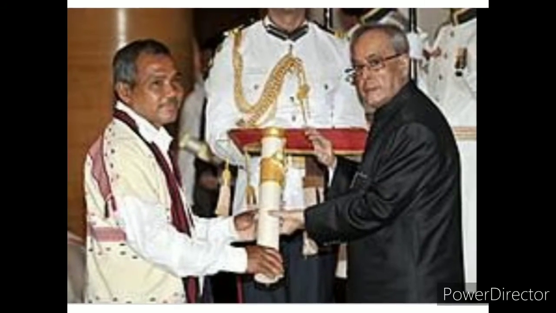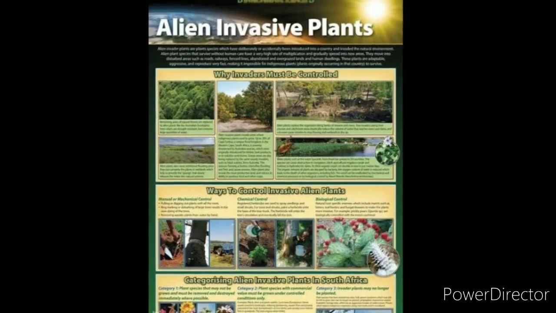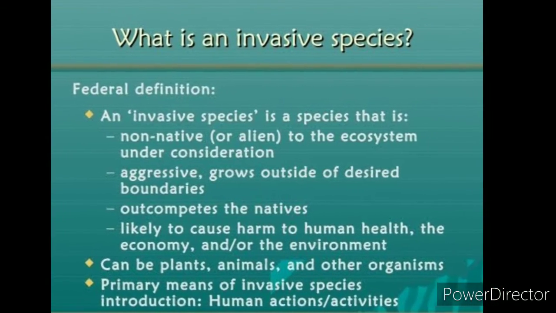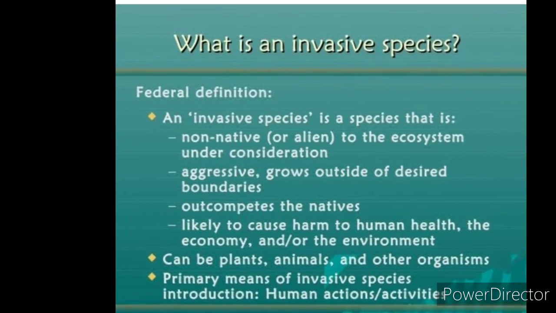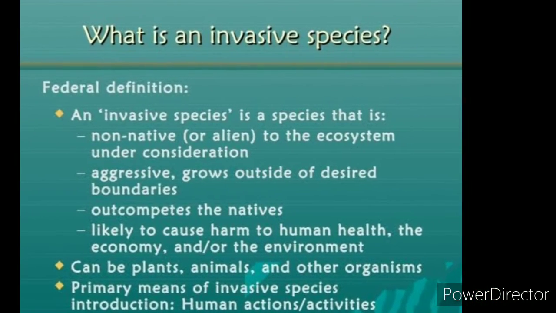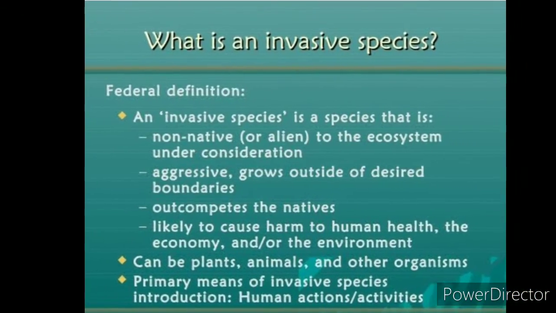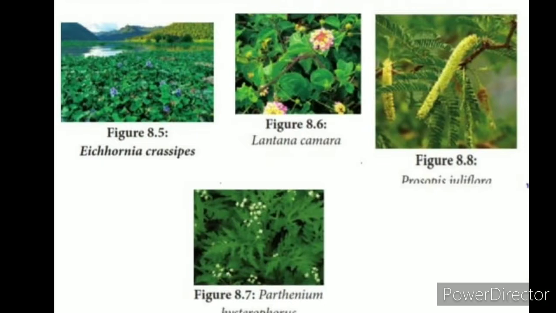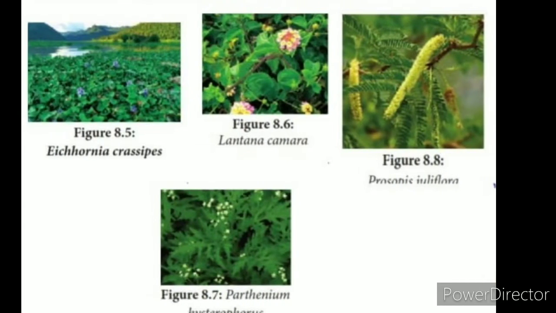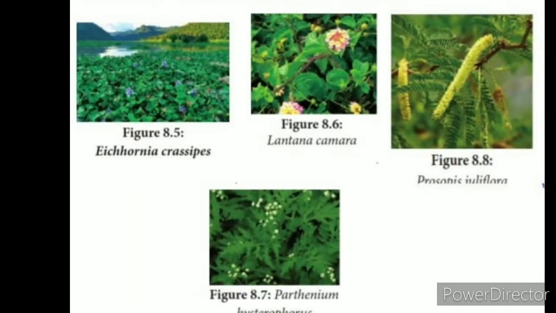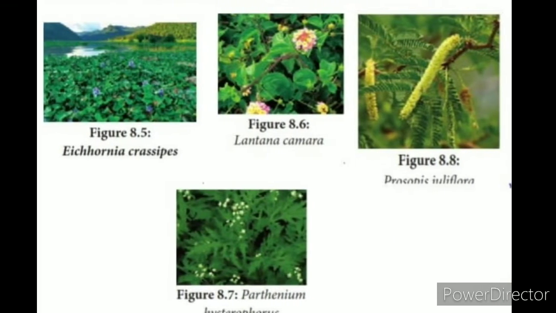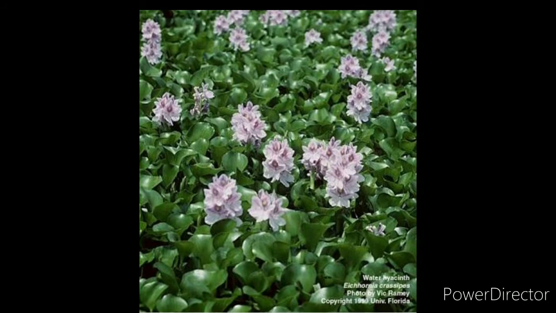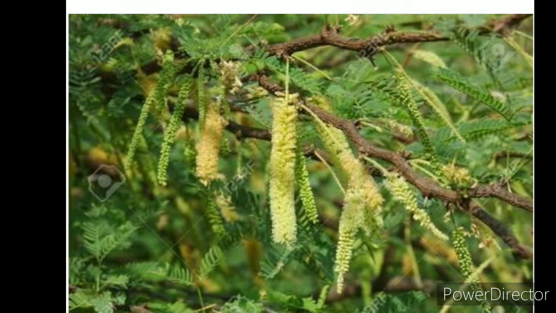Now let's discuss alien invasive species. What is an invasive species? A non-native species to the ecosystem or country under consideration that spreads naturally, interferes with the ecology and existence of native species, poses a serious threat to the ecosystem and causes economic loss. These invasive species are fast growing and more adapted, and they also affect soil community, soil fauna and ecosystem processes. Some of the alien species are Eichhornia crassipes and Prosopis juliflora.